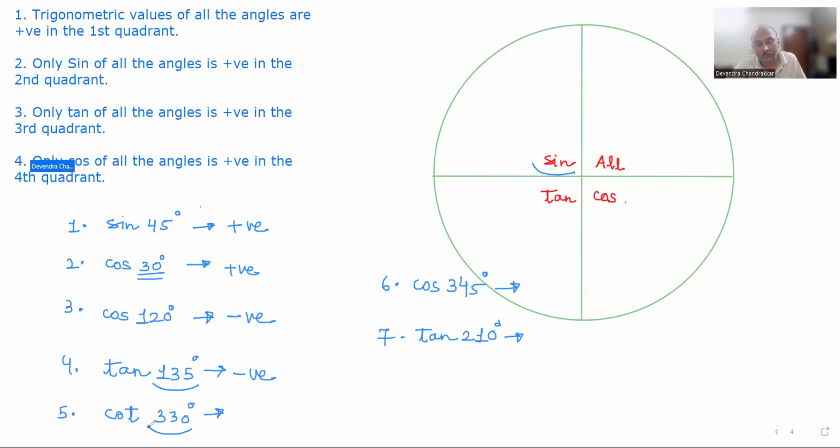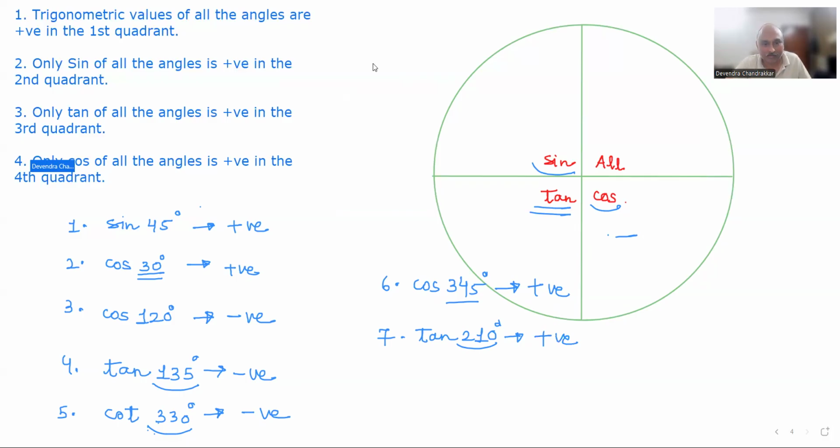Cot 330 degrees. This angle lies in fourth quadrant. So in fourth quadrant cot is negative because tan is negative. Inverse of tan is cot. So that's why it is negative. Cos 345. This angle lies in fourth quadrant. So it is positive. In fourth quadrant, cos is positive. In seventh one is 210. This angle lies in third quadrant. In third quadrant, tan is positive. So this is how it looks.